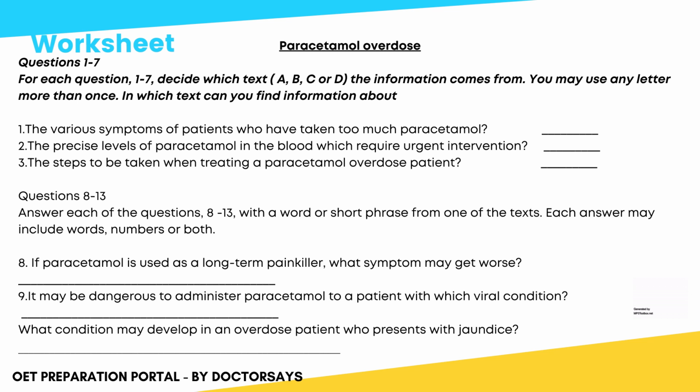So we're quickly going to go through only these two text boxes. The next question is, what condition may develop in an overdose patient who presents with jaundice. So now we need to look for the word jaundice, and jaundice is a symptom. The symptoms were present in text box D, as far as I remember. So we're quickly going to go through text box D again, and we might find a lot of answers in text box A or in text box D, and we don't have to go through text box B and C for all the 3 questions over here.